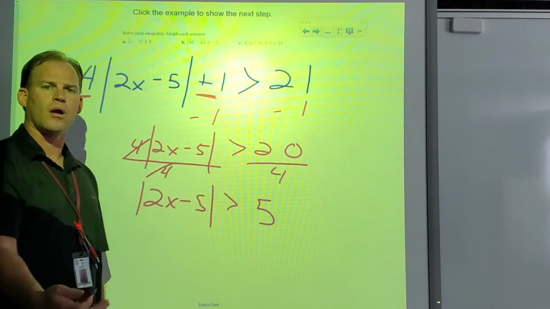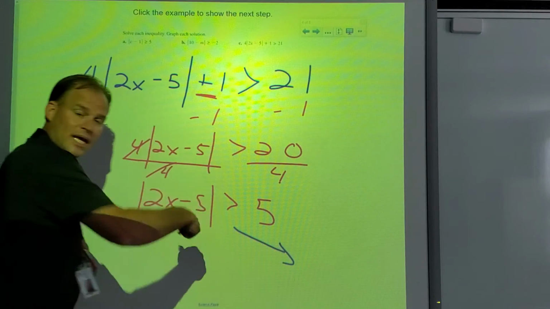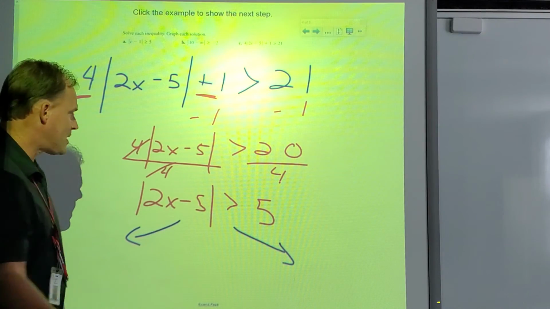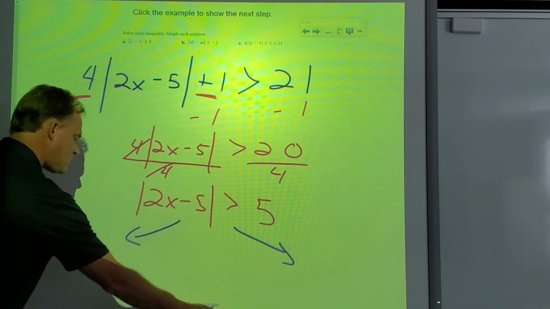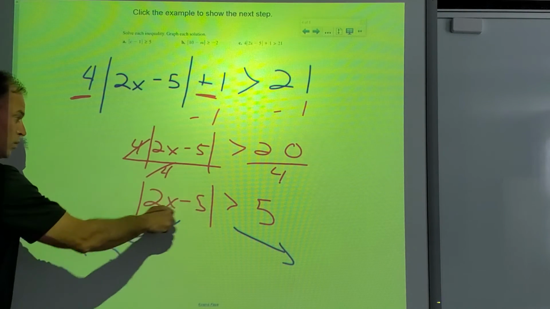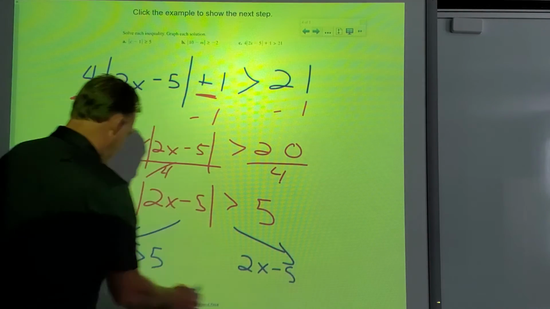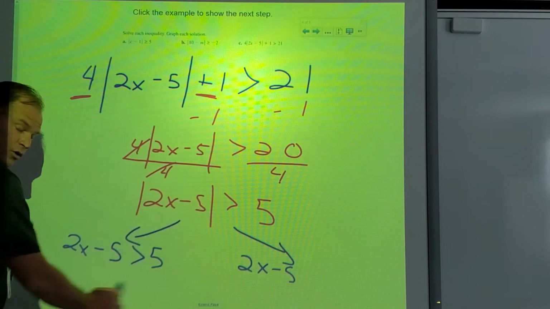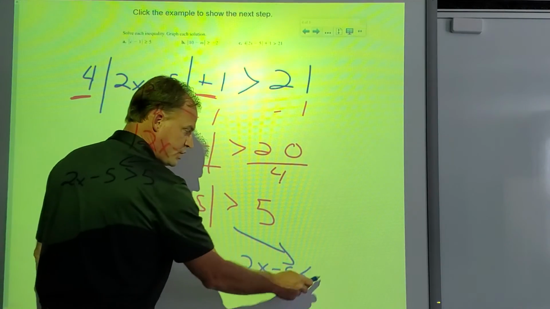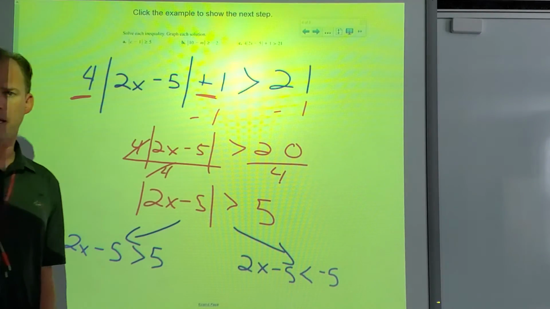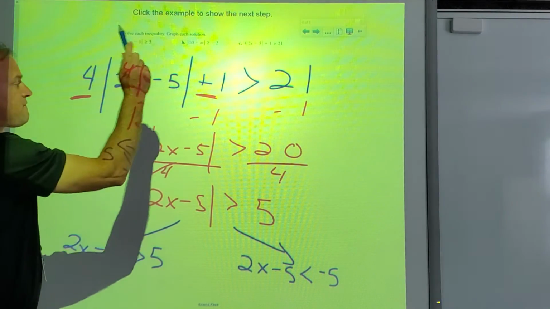It's still there. How do I get rid of an absolute value? That happens when I split it into 2 equations. So now I can get rid of the absolute value. Remember, keep exactly what's in here. Don't change anything. So I have 2x minus 5 greater than 5. The first one you write is exactly as it appears. The second one you write, change the inequality, change the sign. 2 changes.